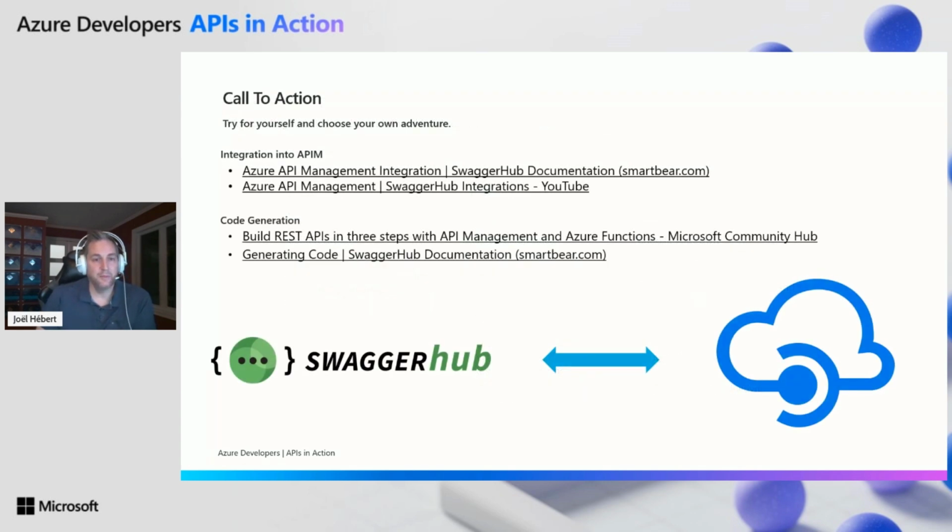This said, I'd like to propose this call to action for you, and we will be sharing these links. Start off with the integration into APIM. Give it a test. The Swagger free rendition and API Management in Dev allow you to do so. Take a look at the code generation features and discover for yourself how API management and SwaggerHub are complementary to each other.